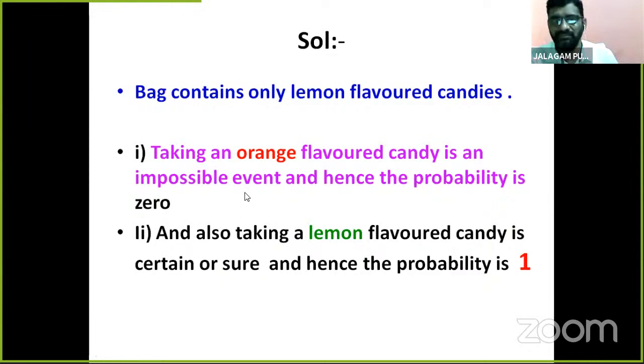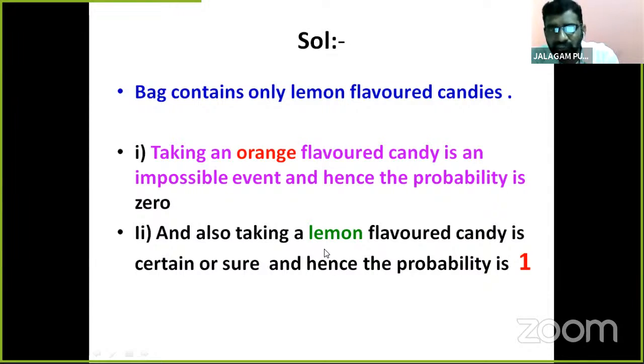Yes, 1. Here the probability of orange flavored candy is 0. The probability of lemon flavored candy is what, children? 1. Because totally lemon candies are there. That's why it is to be sure. In this first situation, there is no orange flavor. If we take, it is not chance. There is no chance. That's why it is impossible.